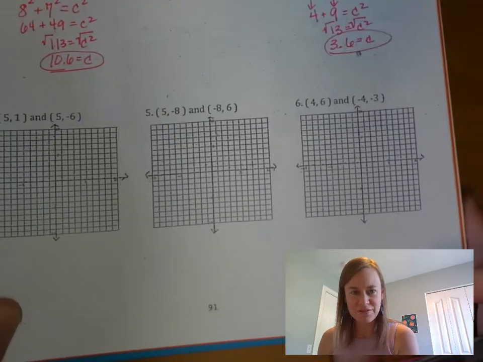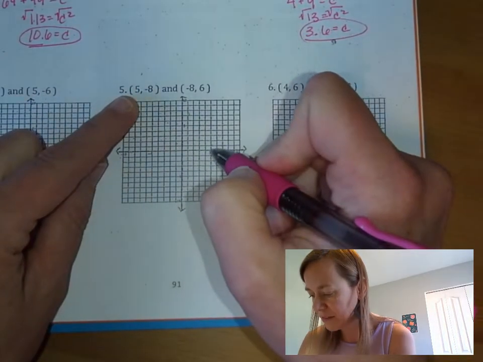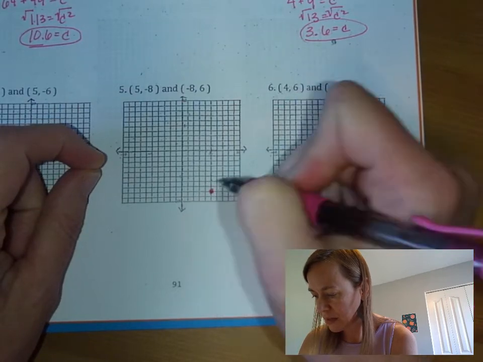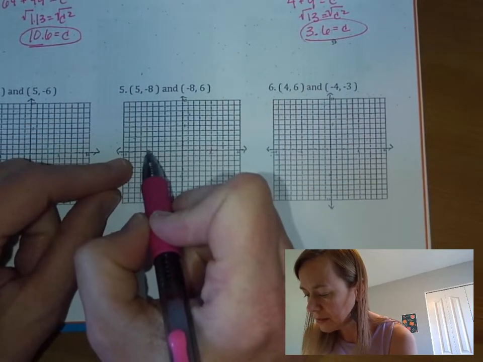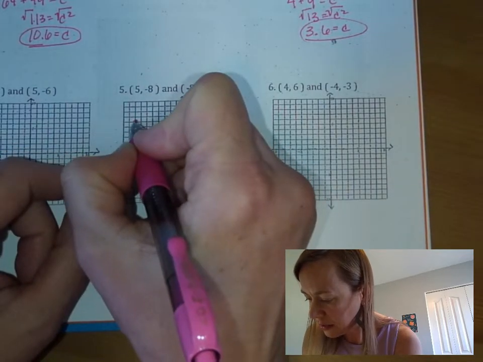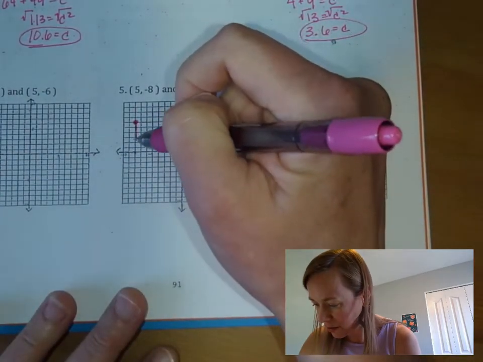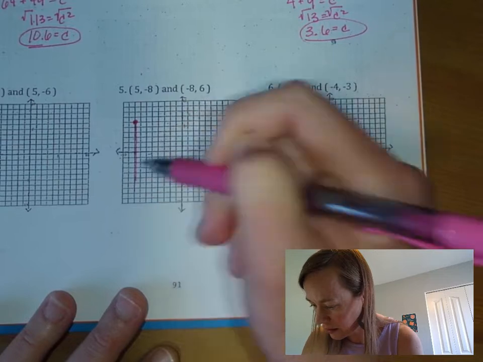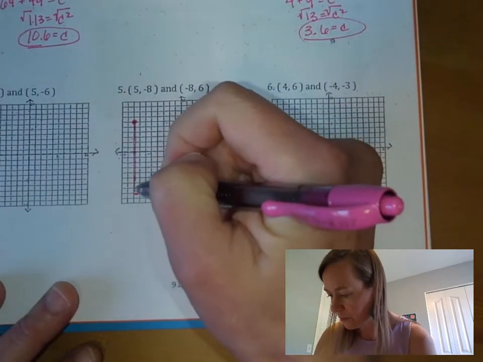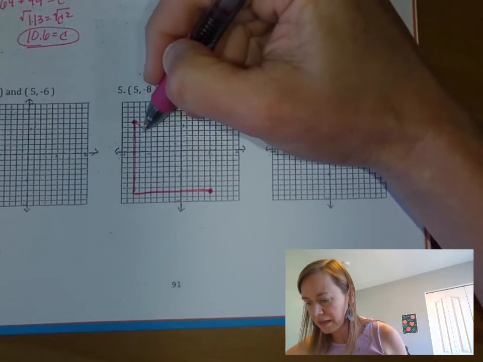So number 5. Let's go ahead and put these points on the graph. 5, negative 8. 5, 6, 7, 8. 5, negative 8 is going to be there. And negative 8, 6 is going to be here. Okay, this is going to be a big triangle. So we're going to draw all the way down here. Let's see, it's going to meet up right about there. There we go. So those would be the legs of our triangle, and then the distance between them is this.